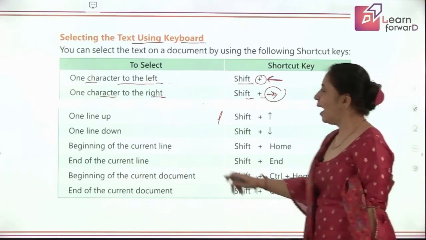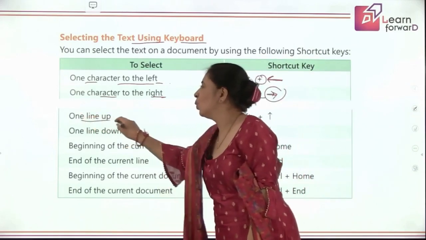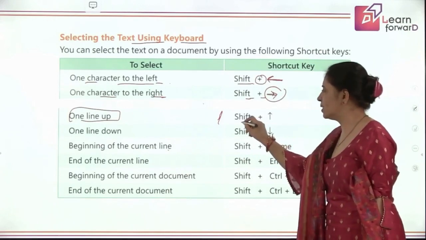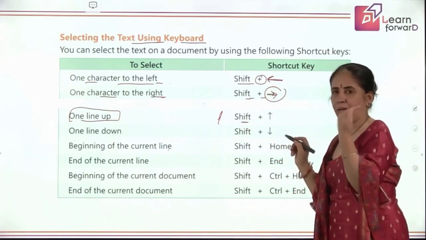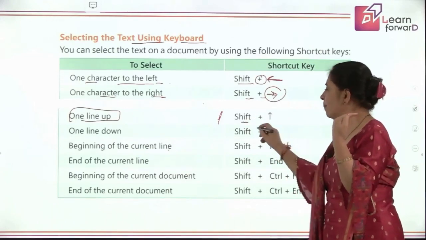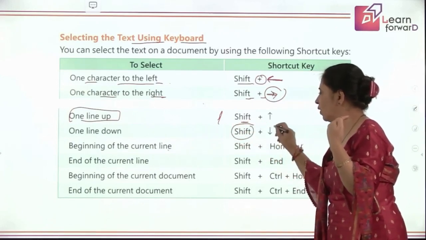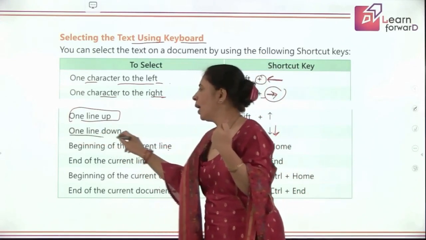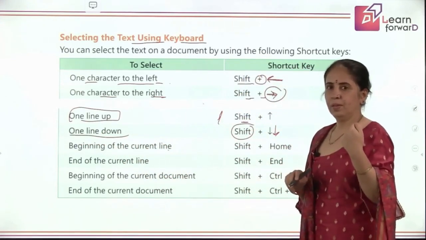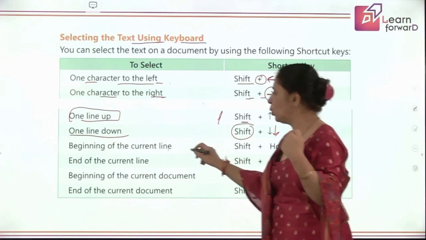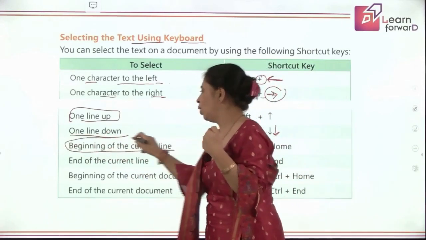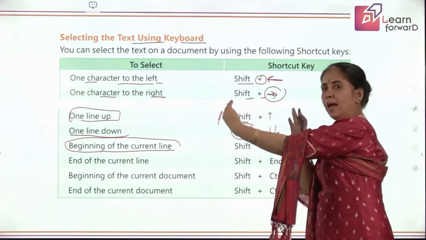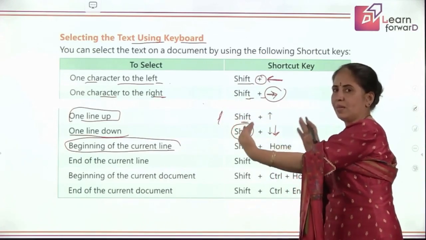Nice. And when you want to go one line up, then you have to press shift with the up arrow key. Okay, and similarly when you click shift with the down arrow key, it is going to select one line down. Now the question arises, you want to reach the beginning of the line. So from the cursor till the beginning of the line, the entire part has to be selected.